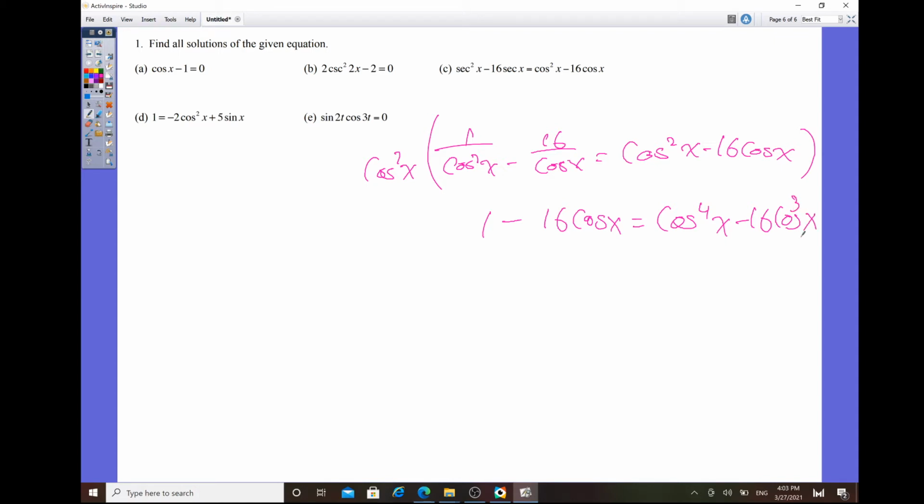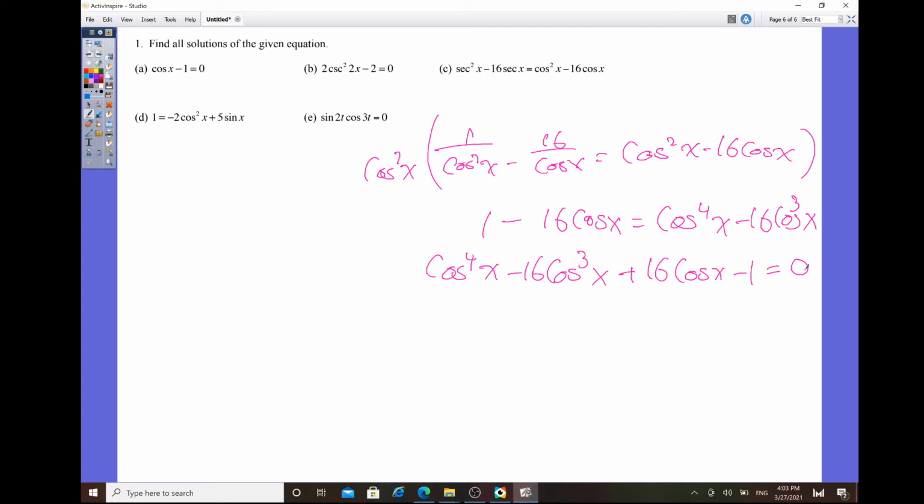And it looks like this one we can factor by grouping, but before we factor by grouping, let's bring everything all together to one side. So we do have cosine to the 4th power of x minus 16 cosine cube of x, and then plus 16 cosine of x minus 1. And then factor by grouping.